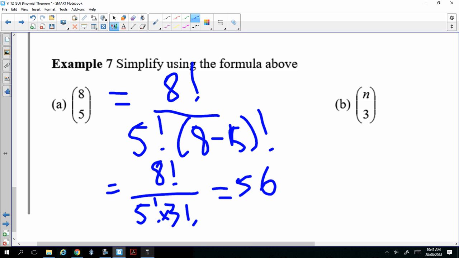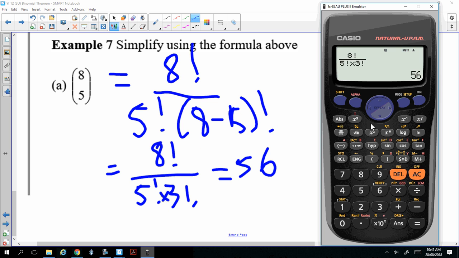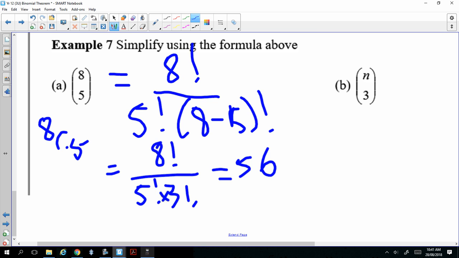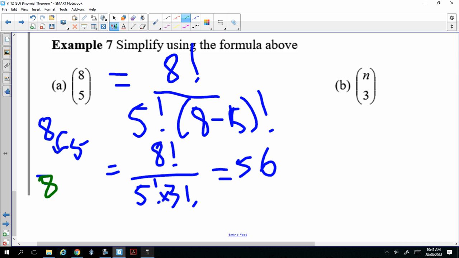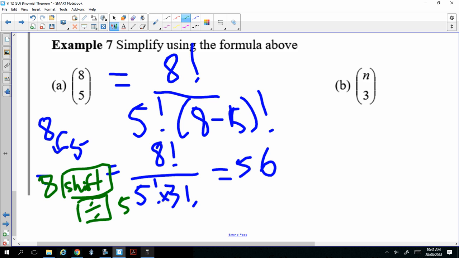Now, you can actually do the whole thing on a calculator. There's a button here that you can press. So you can write 8C5. There's a C button on your calculator, which can be found by doing 8, shift, divide. Shift, divide to get C. See the C there? 5. It gives you 56. Let me write it down for you. Write 8, shift, divide, and then 5, equal. And you should get 56.